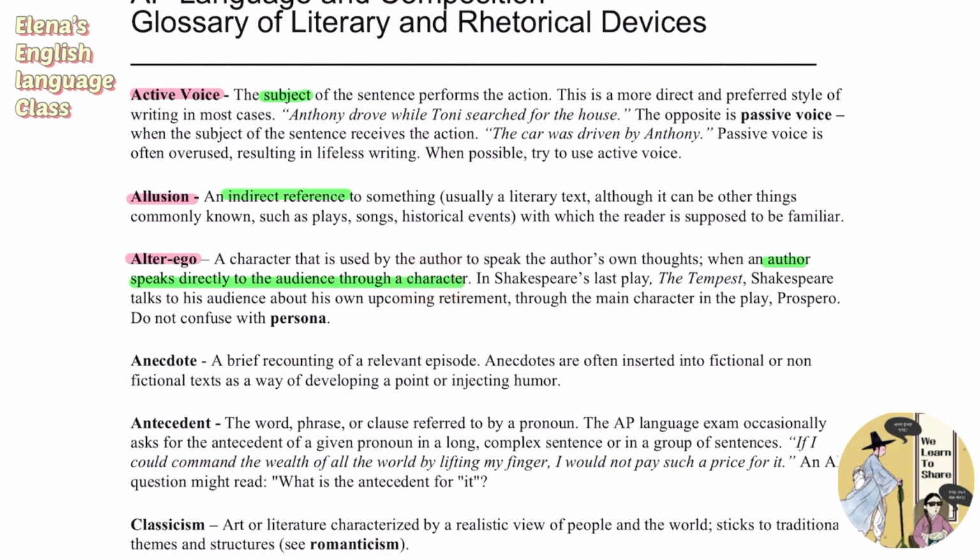So in Shakespeare's last play, The Tempest, Shakespeare talks to his audience about his own upcoming retirement through the main character in the play, Prospero. So the author is actually speaking directly to the audience, not by appearing on the stage himself, but by using the character that comes out in the play to speak to the audience. And do not confuse this with persona.